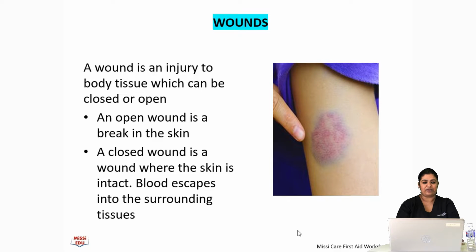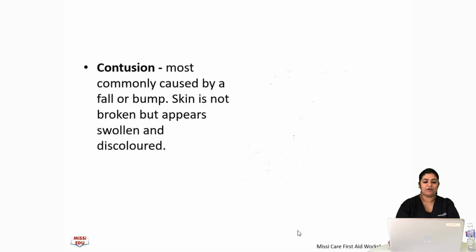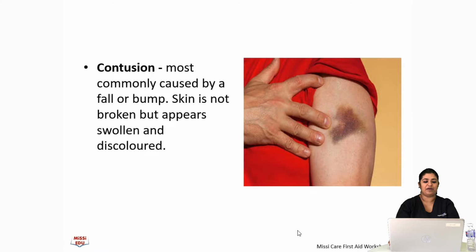The second one is very common. For example, when you hit into a chair or a table, you can see a blue-red mark, more like a bruise. So that is what it meant. Contusion is most commonly caused by a fall or bump. The skin is not broken but appears swollen and discolored.